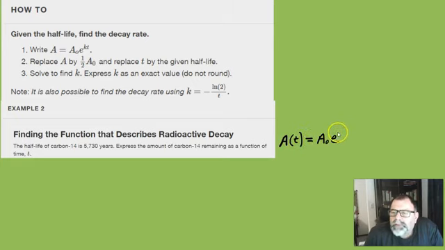So we start with our basic formula for growth or decay. We know the half-life, so we're going to do 1/2 of our original amount. We don't care what that original amount is because it's going to cancel out. E to the k, and now the time is 5,730. So we're going to solve this for k, so we can plug the k in here and write this as a function of time. Okay, so we need to figure out what k is. So we divide both sides by a sub 0.